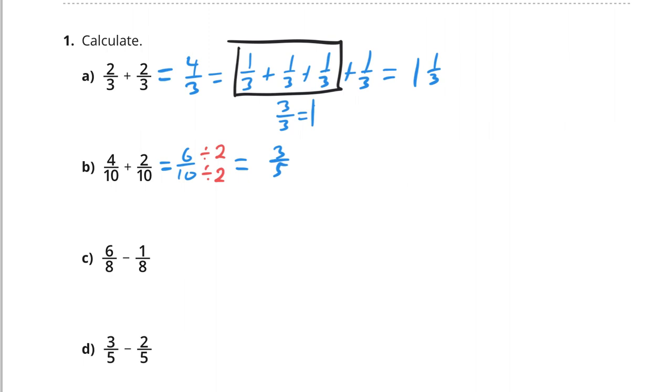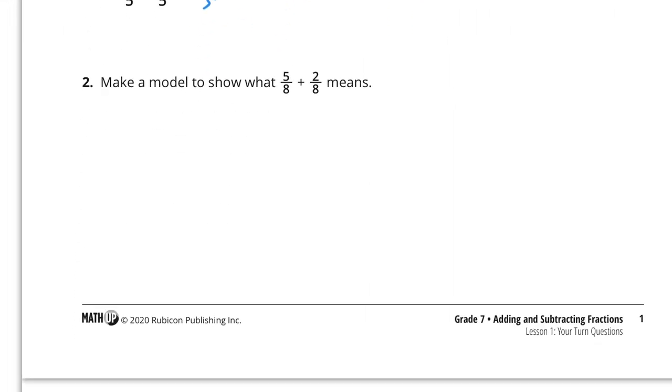Next we have 6/8 minus 1/8. Again, we have the same denominator, so we can just start subtracting the numerators. 6 minus 1, 5/8. No need to simplify there. So let's now look at the last one, 3/5 minus 2/5. Again, they're the same denominator, so 3 minus 2 is 1, and we have 1/5. That's as simple as it gets.